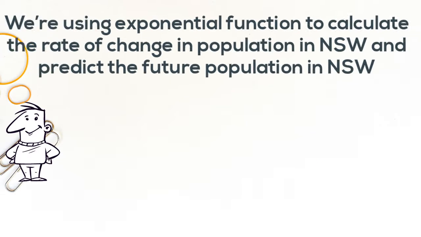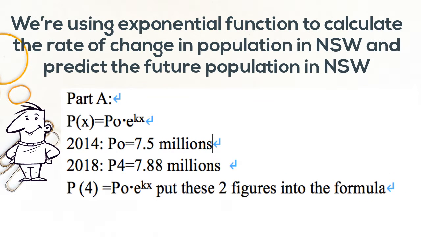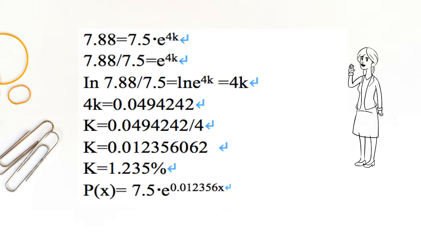Today, we are using the exponential function to calculate the rate of change in population in New South Wales and predict the future population. In Part A, in 2014, P0 equals 7.5 million people, and in 2018, P4 equals 7.88 million people. We put these two figures into the P(x) formula. Then we can see ln(7.88/7.5) = 4k. So we get k equals 1.235%. So P(x) equals 7.5 times e to the power of 0.012356x. We can use this formula later.